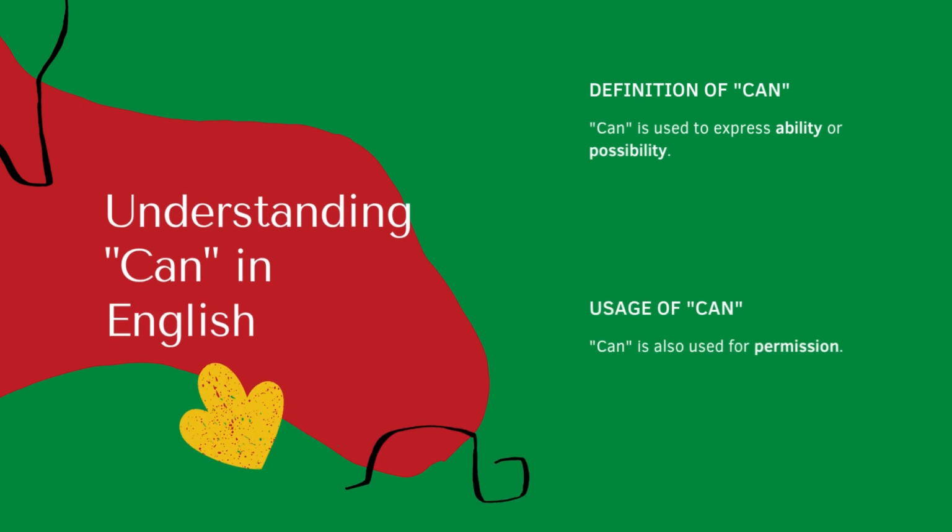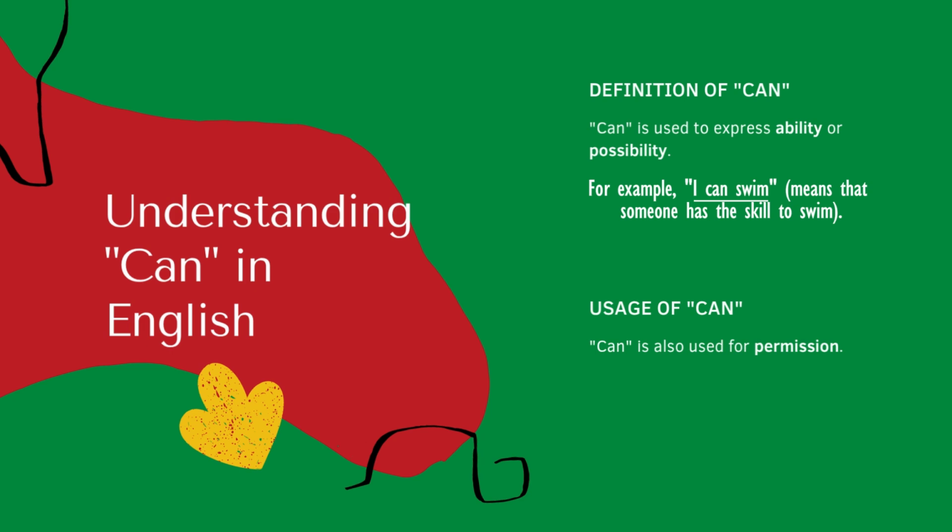Let's start with the word can in English. Can is a modal verb that expresses ability and possibility. When you say, I can swim, you are telling someone that you know how to swim, that you have the skill or ability to do it.